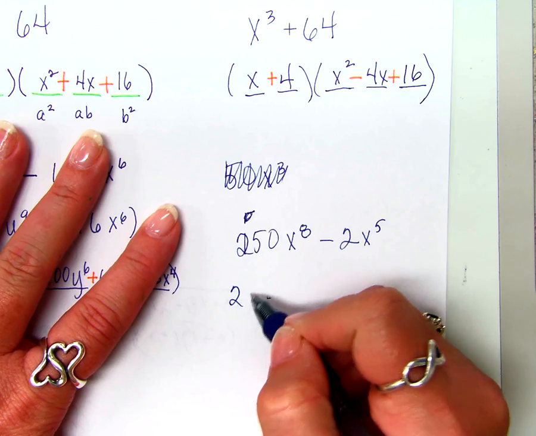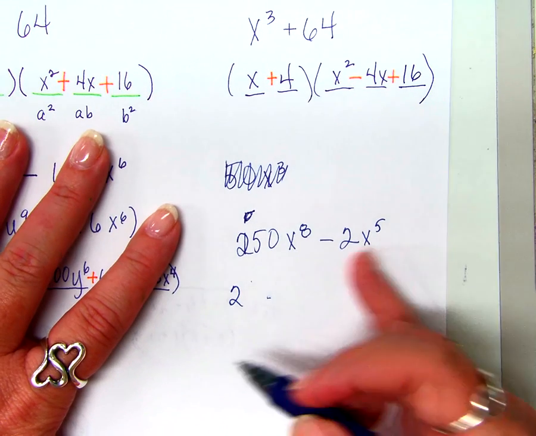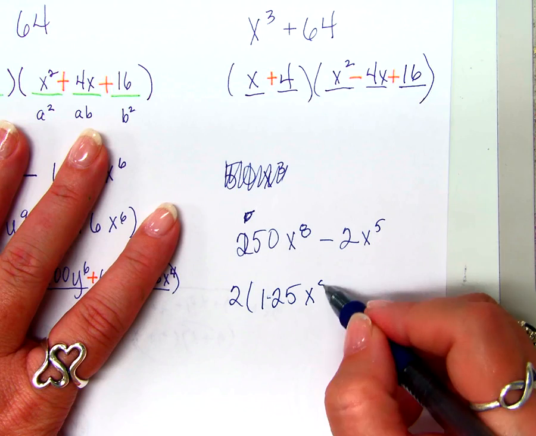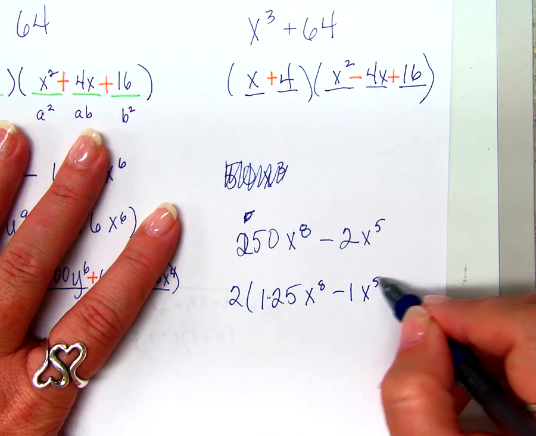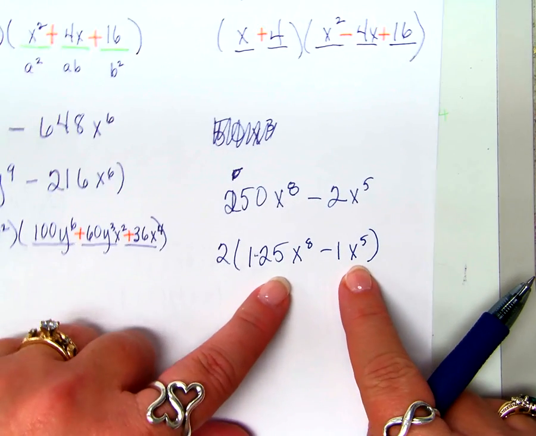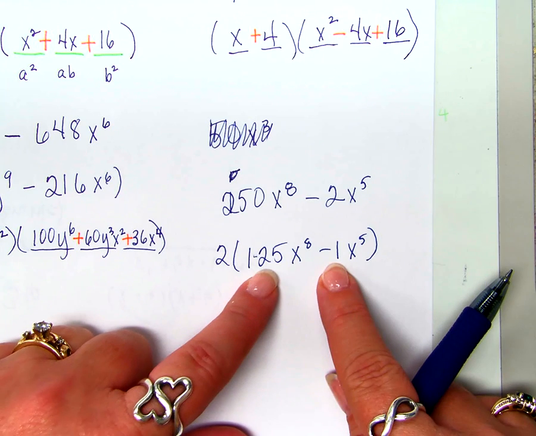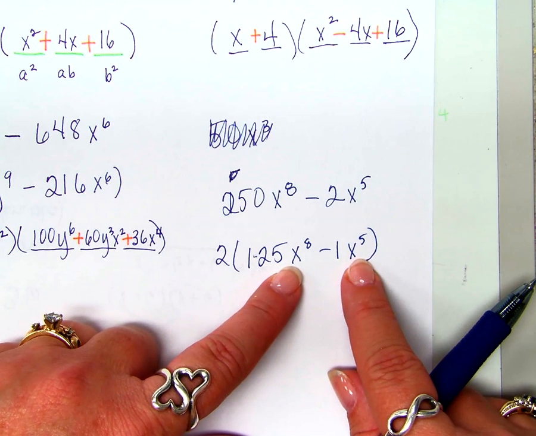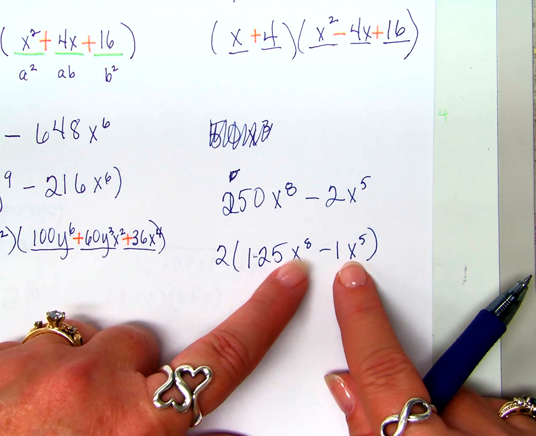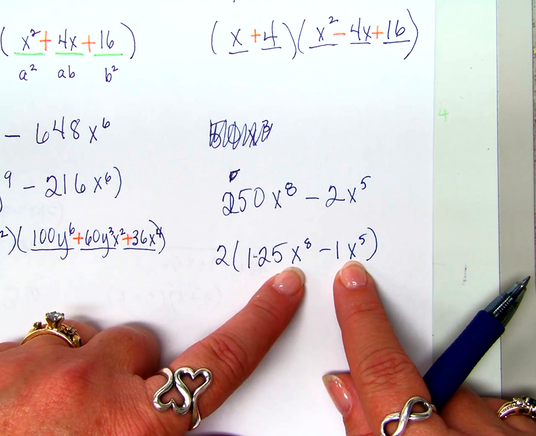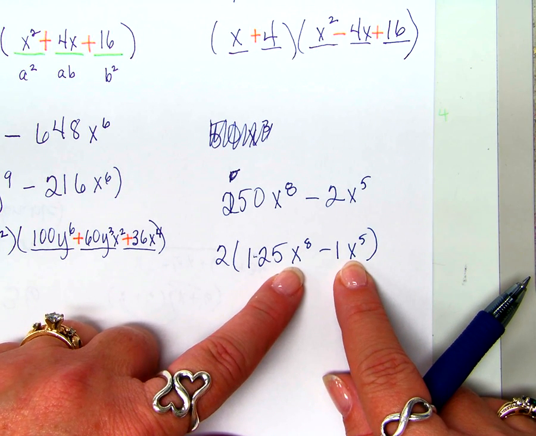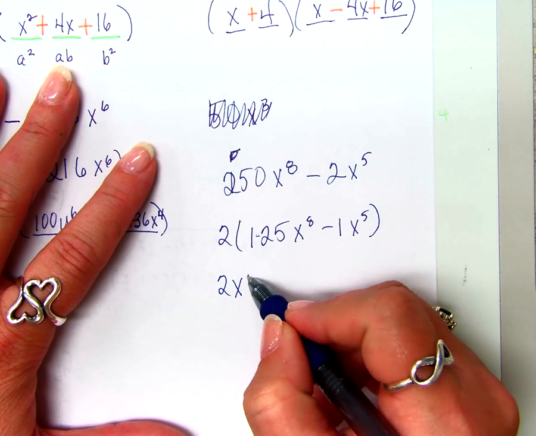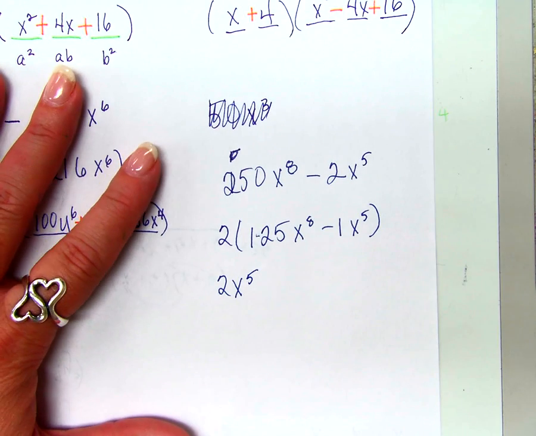So if I divide out a 2, that's great, but it gives me 125 x to the 8th minus 1 x to the 5th. Is that the difference of squares or cubes? Well, the numbers are cubes, aren't they? But what about the exponents? They're not. But what do you notice about each of these two terms? They have x. So let's take as many x's out as we possibly can. Let's take out x to the 5th.